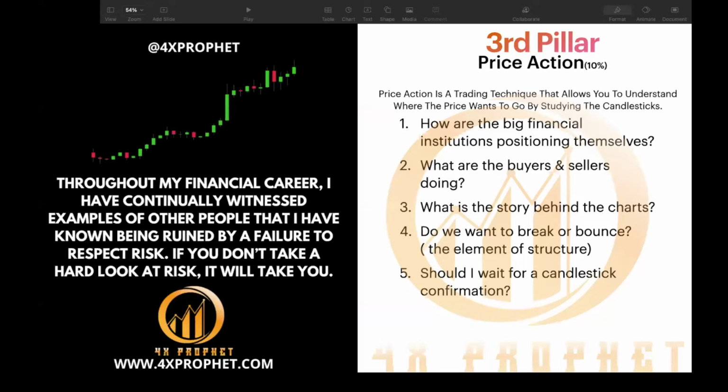Let's go on to the third pillar, talking about price action, right? This is 10% of your trading plan. So price action is a trading technique that allows you to understand where the price wants to go by studying the candlesticks and chart patterns, all right? Super important. So how are the big financial institutions positioning themselves? That is something you want to get an understanding of. And you could tell based on looking at the candlesticks, looking at the price action, looking at certain moves. It's just all these things you'd be able to understand, all right?